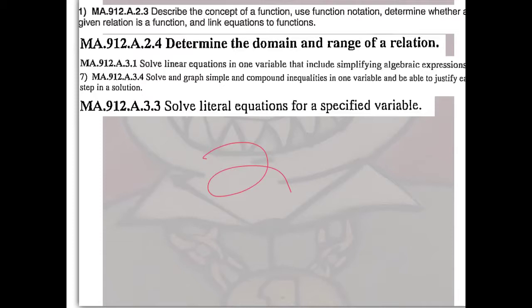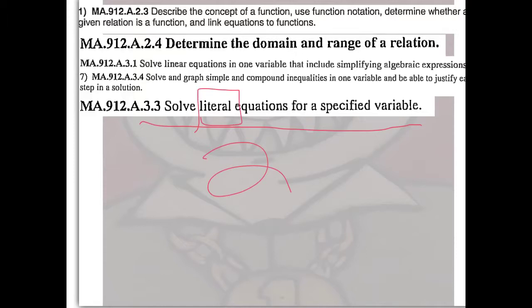And first benchmark we're going to look at: solve literal equations for a specified variable. And these literal equations were when we were trying to get a specific variable by themselves, so it kind of looked like alphabet soup. Lots of variables.